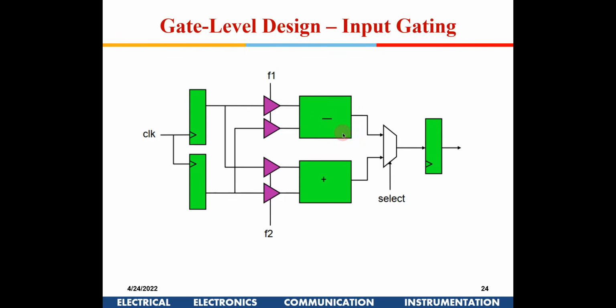But if you don't have a control signal here, then for any inputs, both the adder and the subtractor module will compute the data, and finally we are selecting one of them.